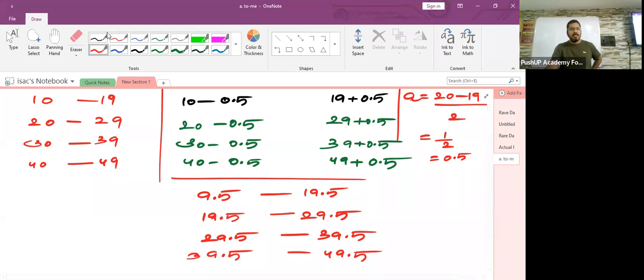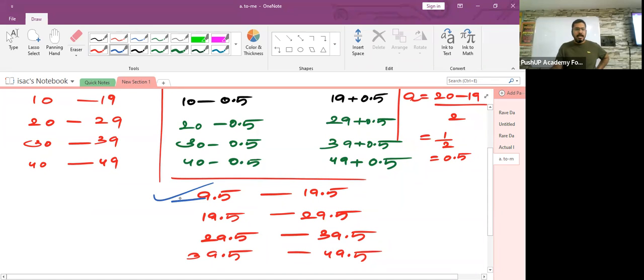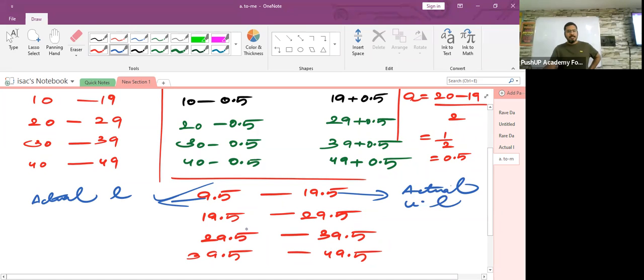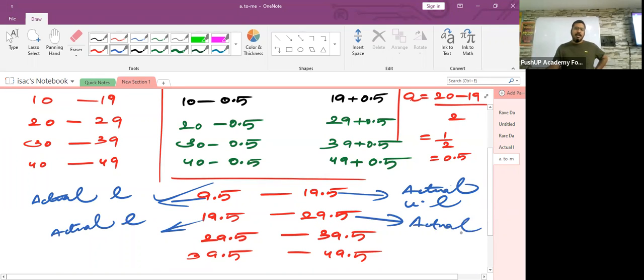Understood? So for the first class interval, that is 9.5 to 19.5, 9.5 happens to be the actual lower limit and 19.5 happens to be the actual upper limit. Understood? Similarly, 19.5 for the second class interval is the actual lower limit, and here 29.5 is the actual upper limit. Easy so far? All right.